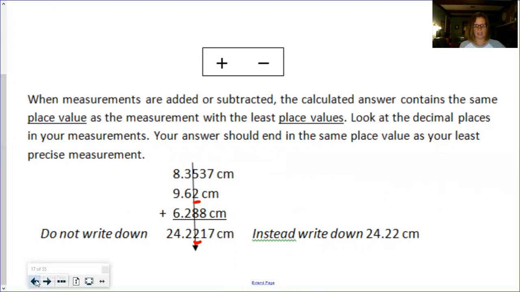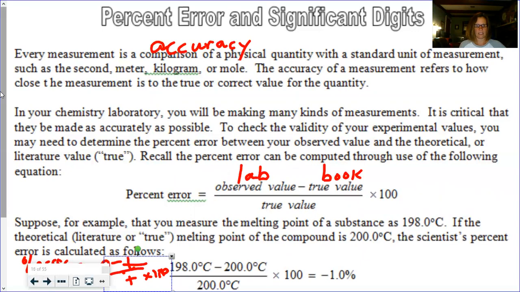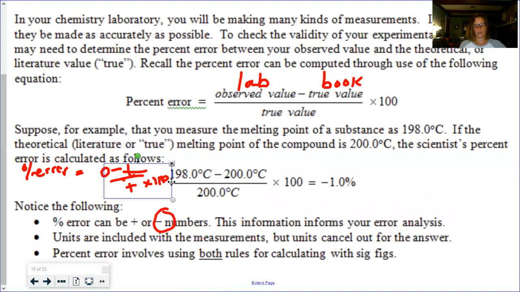Okay, so if I go back and look at the calculation that we're going to do here, 198.0 minus 200.0, if you do that in your head or on the calculator, you're going to get an answer of negative 2.0. I took the tenths place here and the tenths place here, and so my answer goes to the tenths place. That is my numerator. And then my denominator is just 200. I haven't done anything with the denominator yet.